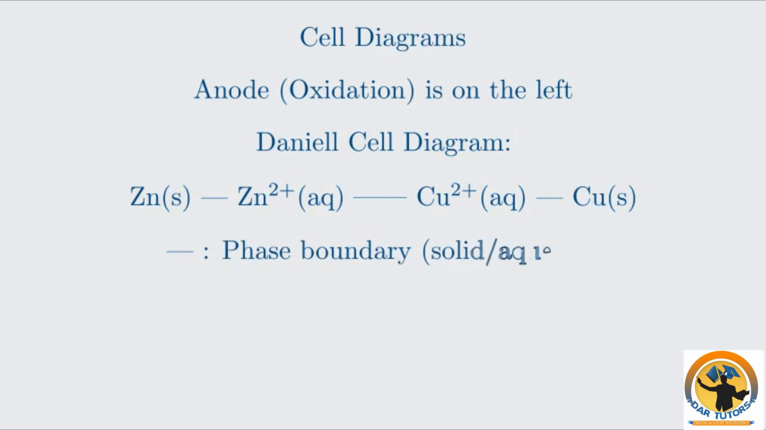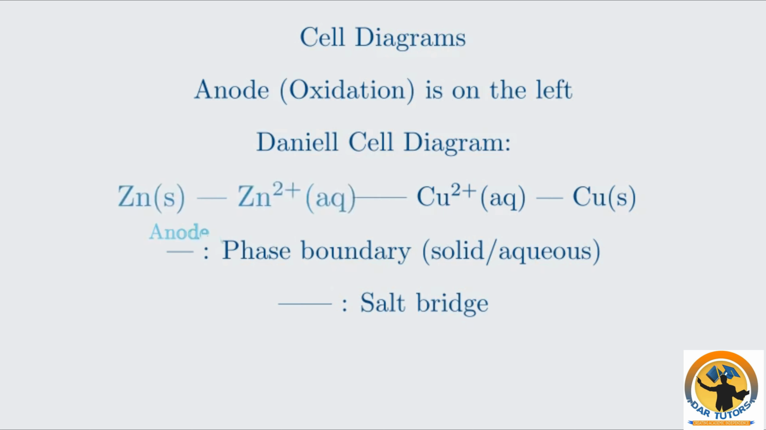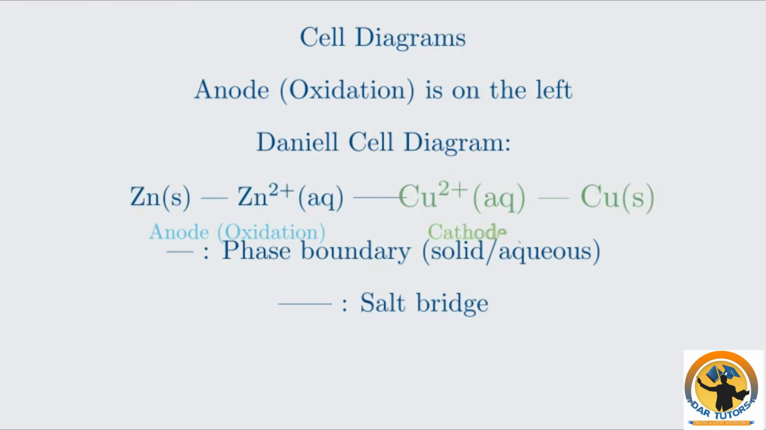Let's break this down. The single vertical line represents a phase boundary, separating a solid electrode from its aqueous solution. The double vertical line signifies the salt bridge. This diagram instantly tells us that zinc is oxidized at the anode, and copper ions are reduced at the cathode, connected by a salt bridge. It's a powerful tool for quickly understanding and comparing different electrochemical cells.